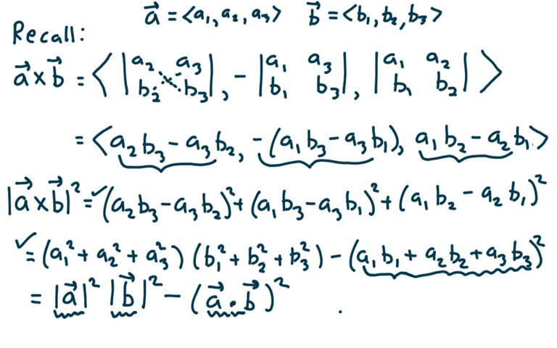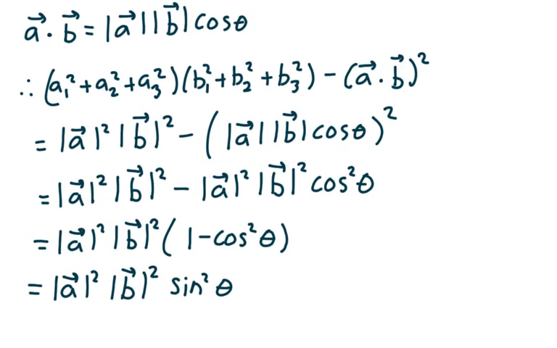Now, let's go to the next page. Recall that the dot product of A and B is the magnitude of A times the magnitude of B times cosine theta. And so if I take A1 squared plus A2 squared plus A3 squared, that quantity, times B1 squared plus B2 squared plus B3 squared, minus the dot product of A and B squared, I get the magnitude of A squared times the magnitude of B squared minus the quantity, magnitude of A times the magnitude of B times cosine theta quantity squared.